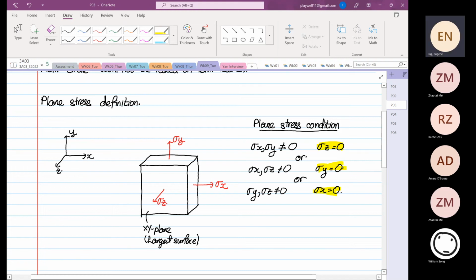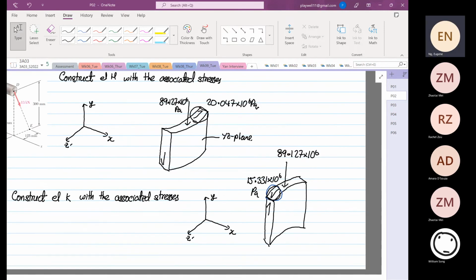Okay, that's the first thing you have to know. So if we go back to our problem we had before, you will see this. You'll see that in this case stress X is equal to 0. Now stress Z on the Z plane is not equal to 0. Why is that? Because the normal stress is equal to 0, but the shear stress is not equal to 0.